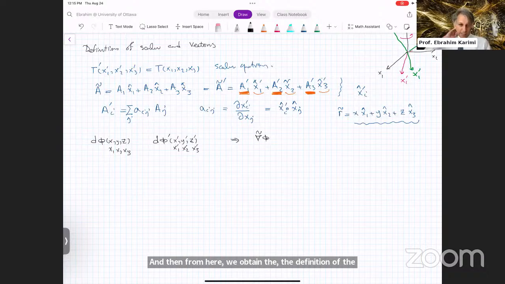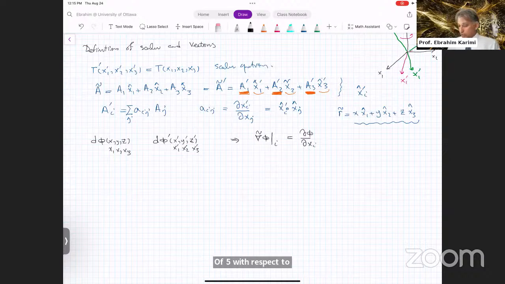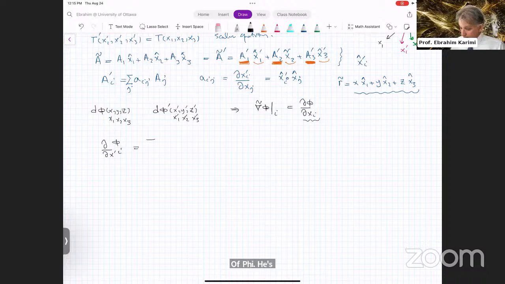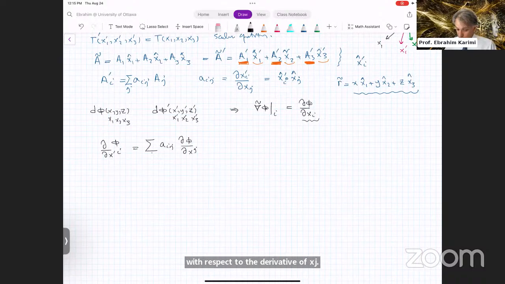And we said that if you look at the elements, the i-th component of this gradient, which is indeed the derivative of phi with respect to xi, then we can look at how this component changes from the two coordinates. And we obtained that the derivative of phi with respect to x prime i is given by the summation of Aij times the derivative of phi with respect to xj. Okay, and that was the summation over j, j from 1 to 3.